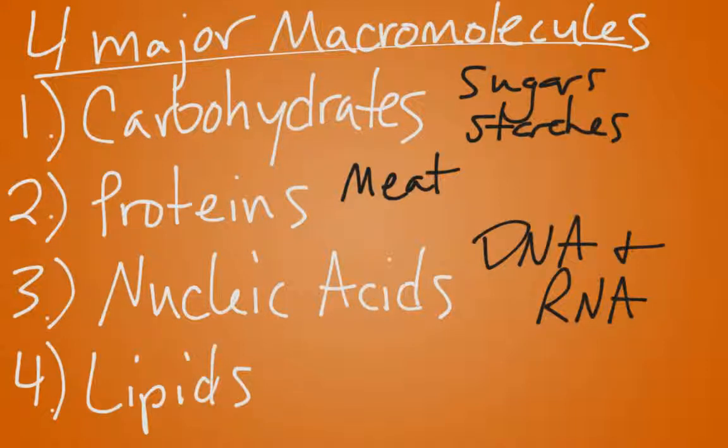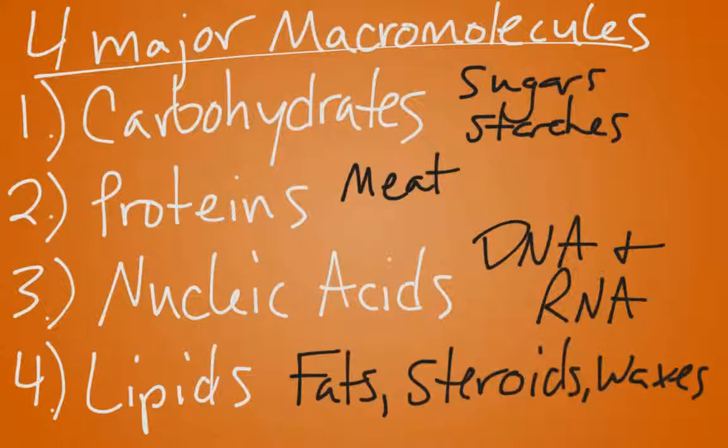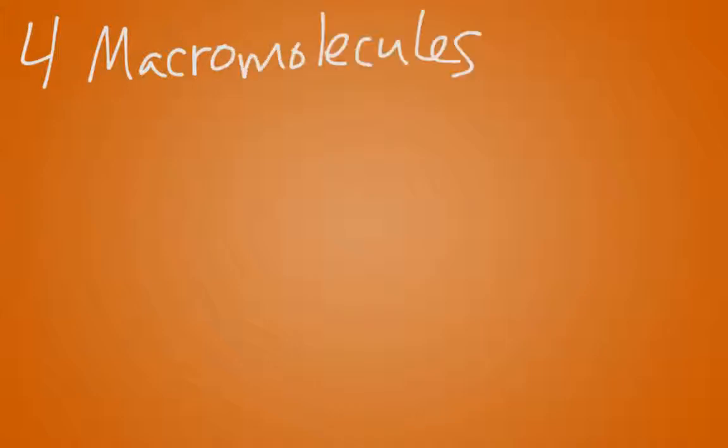And the fourth and final type would be lipids, and examples of that would be fats, steroids, waxes. And these are the 4 major types of macromolecules, and we'll go into each of those in a little more depth in some other videos. So very briefly, let's review. There are 4 major types of what we call macromolecules.